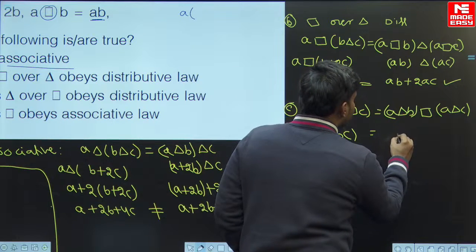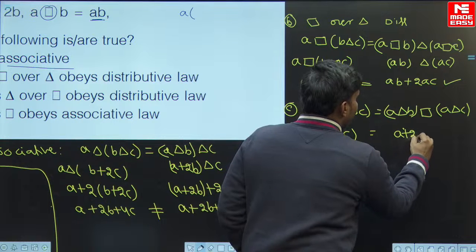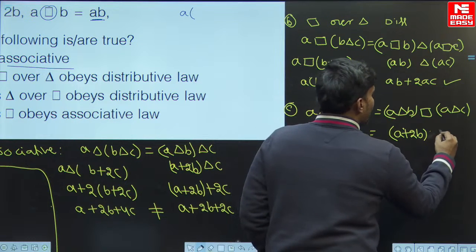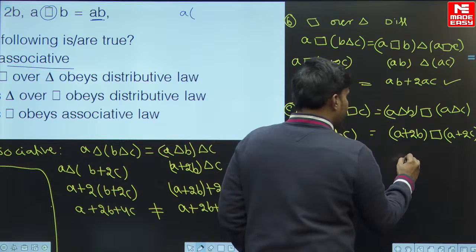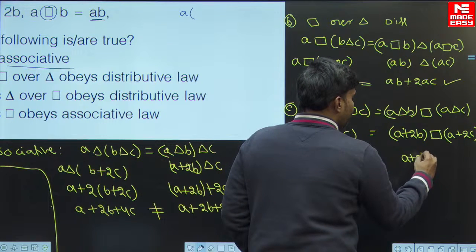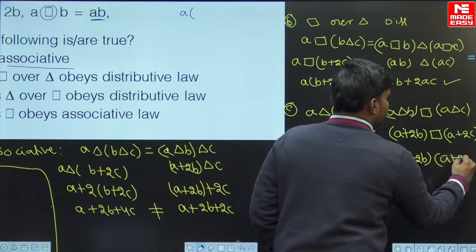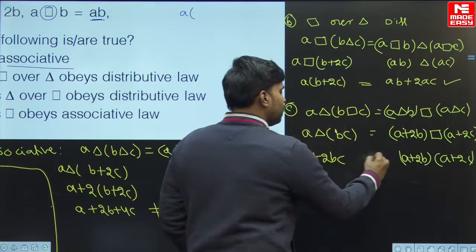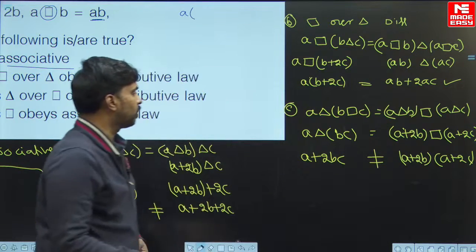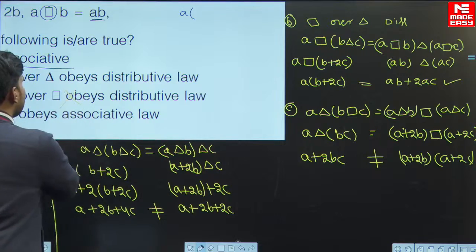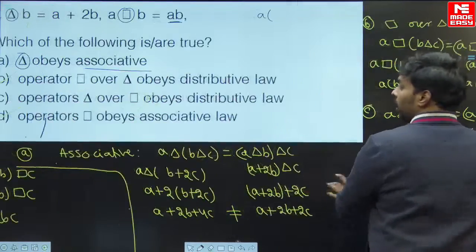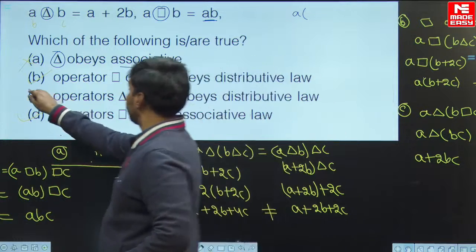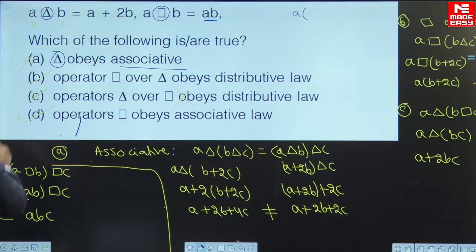But when it comes to this one, it is A plus 2B, and this is delta square of A plus 2C, and then it becomes A plus 2B into A plus 2C on the right hand side. Are they equal? Absolutely not equal. So that means it is not satisfying here. So the answer is straightforward, the one with C is wrong. So B and D are the correct answers.